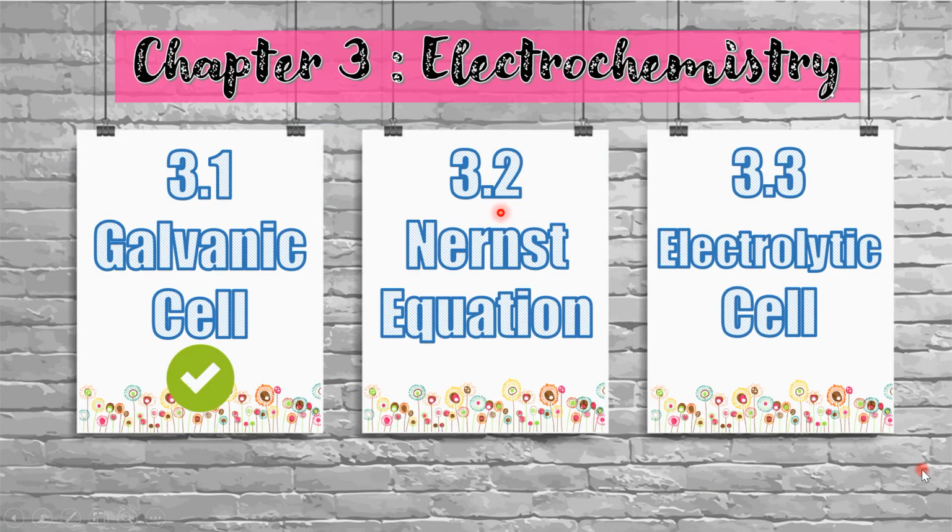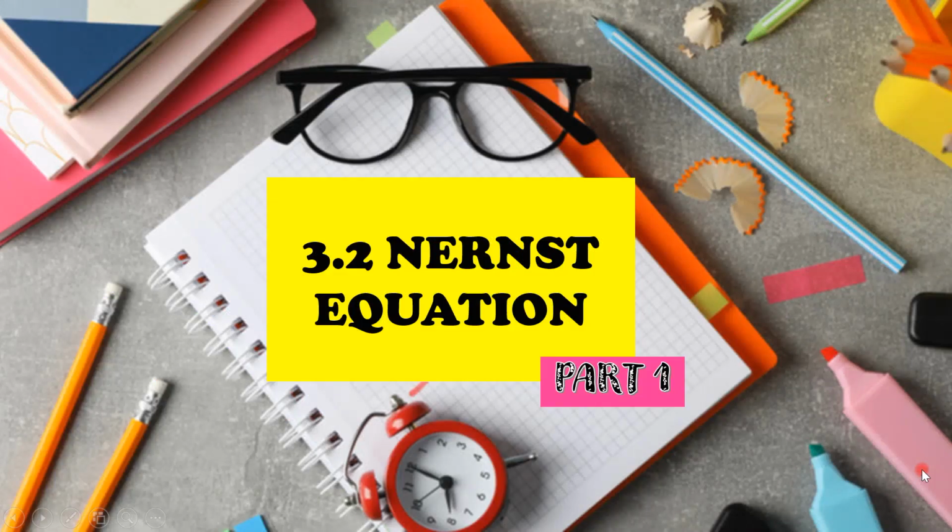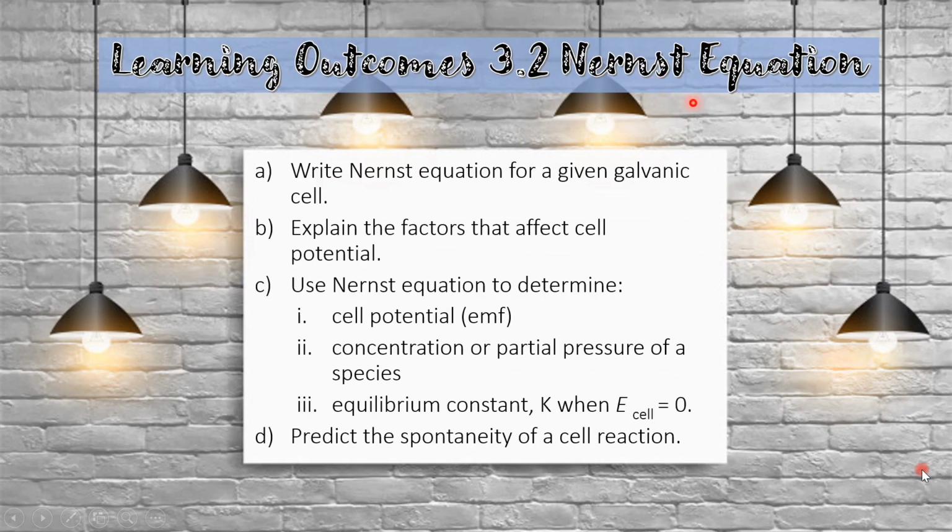So that is 3.2 Nernst Equation. Okay, Nernst Equation part 1. For the first part of Nernst Equation, you are going to learn how to write the Nernst Equation for a given galvanic cell and explain the factors that affect cell potential.